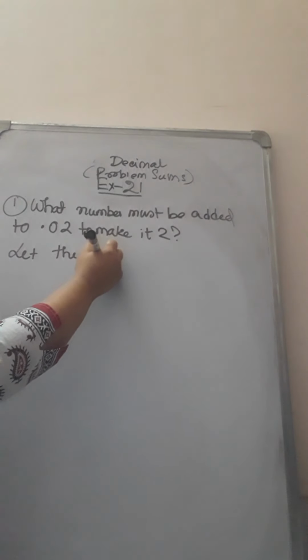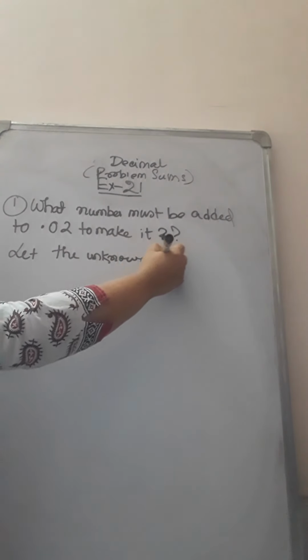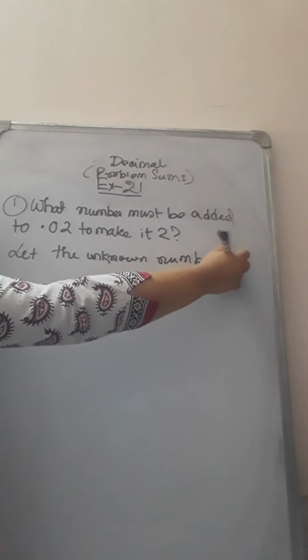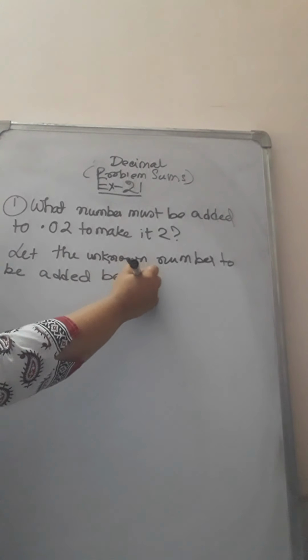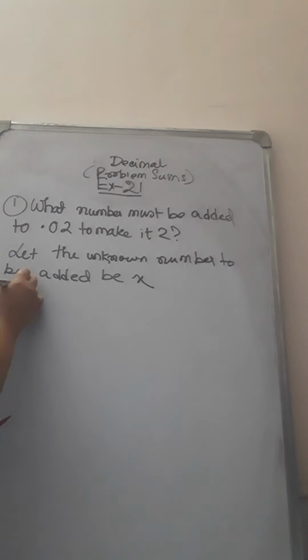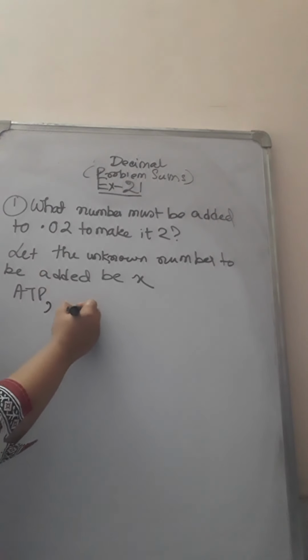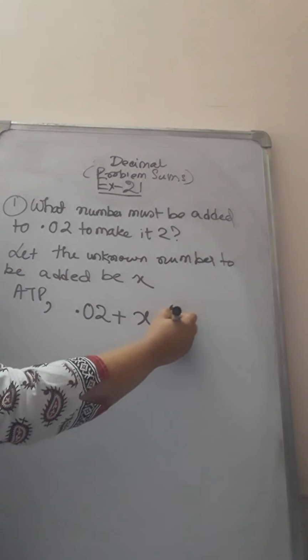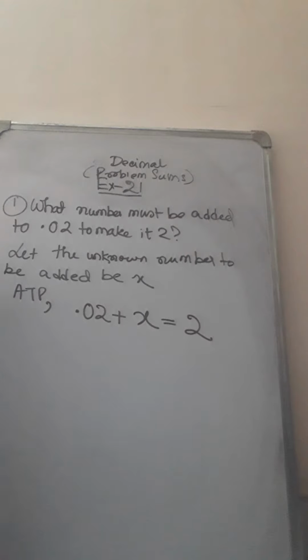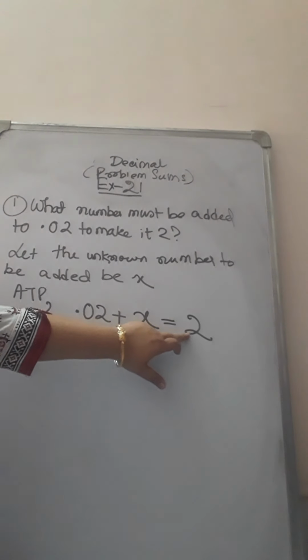Let the unknown number to be added be x, and according to the problem, what is given? 0.02 is added with this unknown number and it gives the sum total 2. We need to find the unknown number. So unknown we will keep on one side and we will shift all other numbers to the other side. So 0.02 is added to x and it gives you 2.